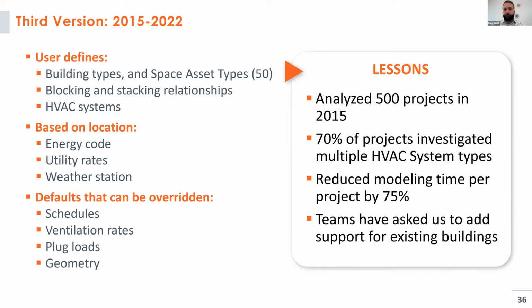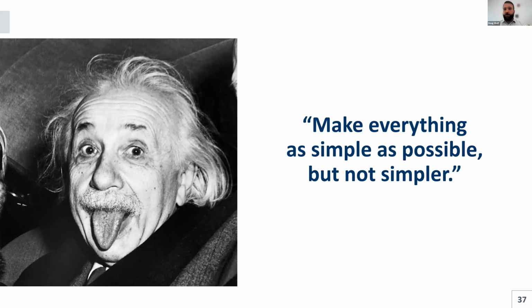We did 500 projects in 2015. We're doing about 1,000 a year today. We're reducing modeling time per project by about 75%, and we support new and existing buildings, so we can do new construction or facilitate energy audits with our energy models. And this is really what it all boils down to. We make everything as simple as possible, but not simpler.